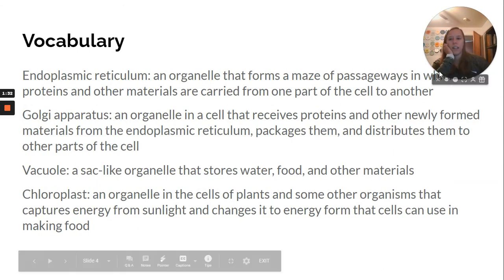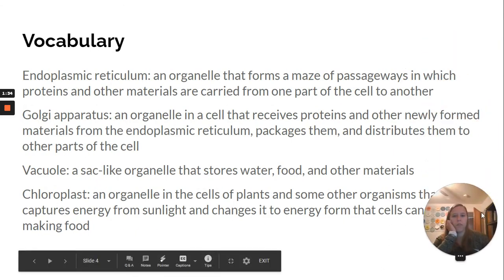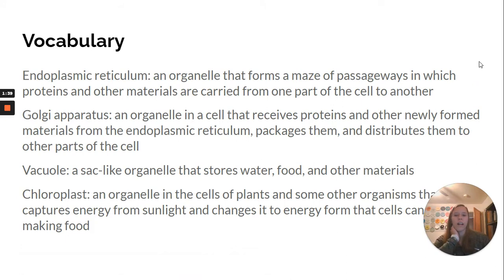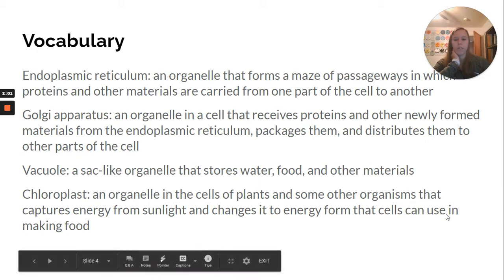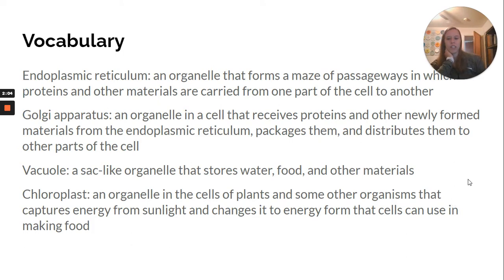So next, endoplasmic reticulum, an organelle that forms a maze of passageways in which proteins and other materials are carried from one part of the cell to another. The Golgi apparatus is an organelle in a cell that receives proteins and other newly formed materials from the endoplasmic reticulum, packages them, and distributes them to other parts of the cell. A vacuole is a sac-like organelle that stores water, food, and other materials. Chloroplast, an organelle in cells of plants and some other organisms that captures energy from sunlight and changes it to an energy form that cells can use in making food.